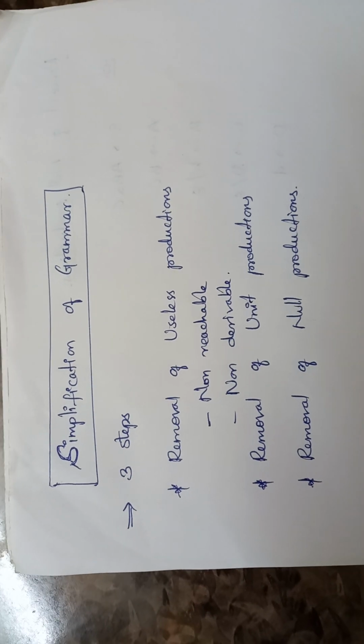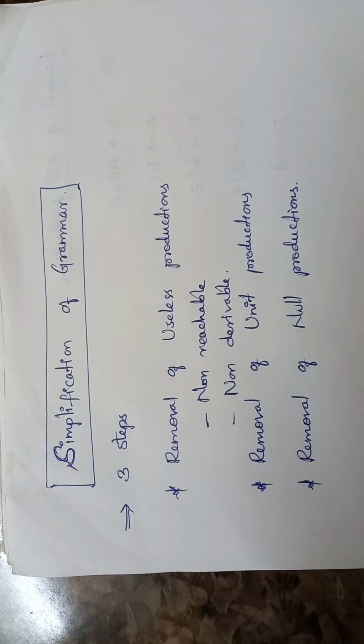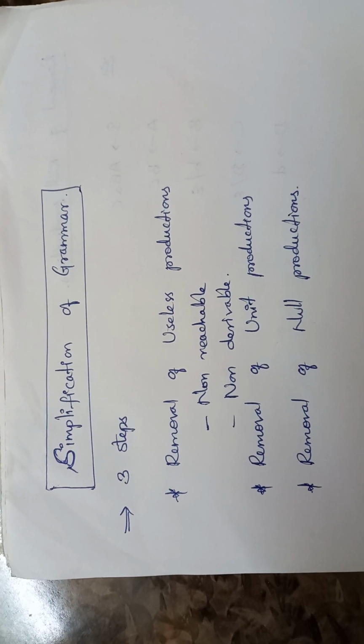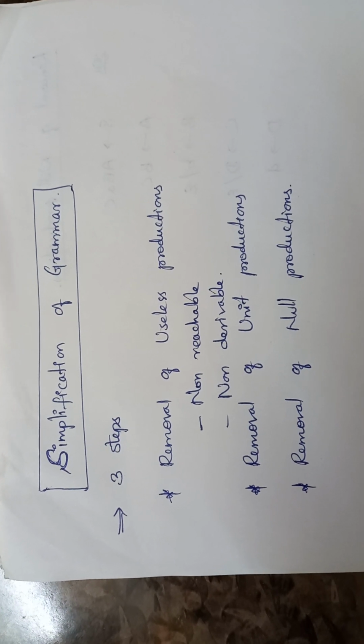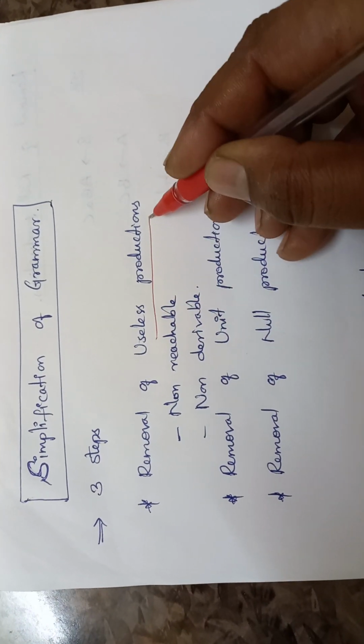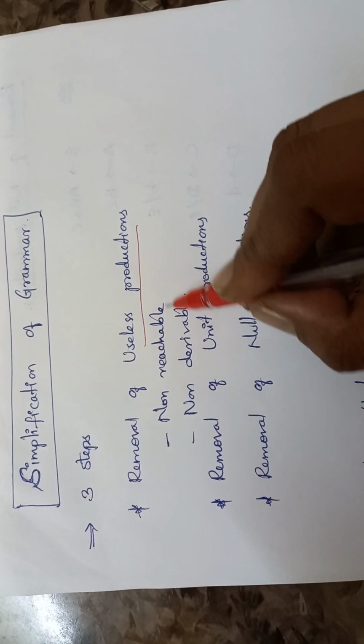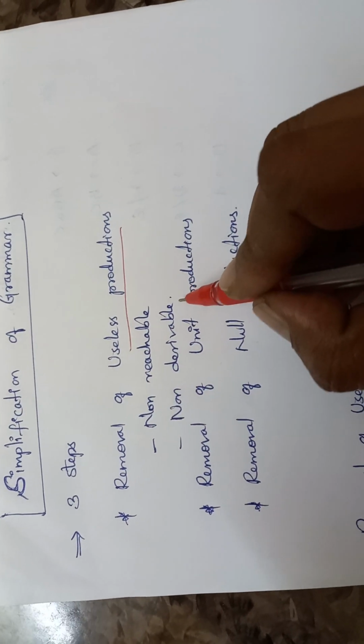Hi, in this video we are going to see simplification of grammar. So simplification of the grammar can be done in three steps. The first one is removal of useless productions, which means non-reachable productions or non-derivable productions.